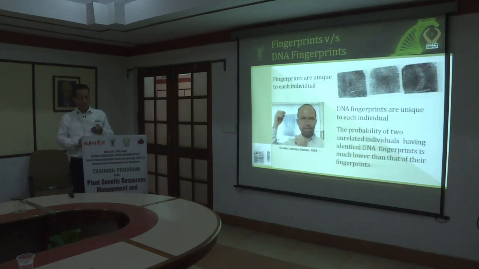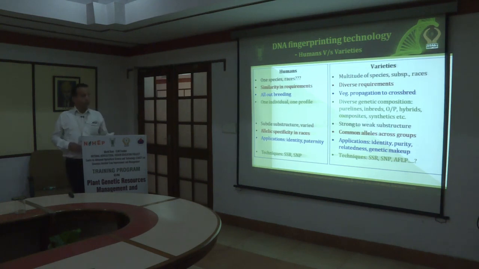Fingerprints versus DNA fingerprints. These DNA fingerprints are unique to each individual. You might have heard that no two individuals have similar fingerprints or thumb impressions. But the difference is that the probability of two unrelated individuals having identical DNA fingerprints is much lower than that of their fingerprints. If I pick two random individuals and ask the probability of them being identical, using DNA profiling techniques that probability is very low. That means its detection power is very high compared to fingerprints.